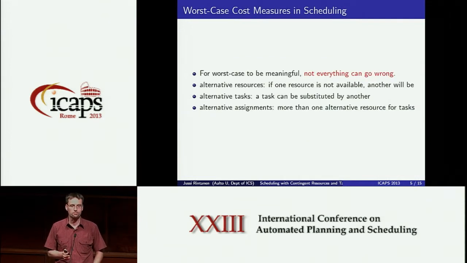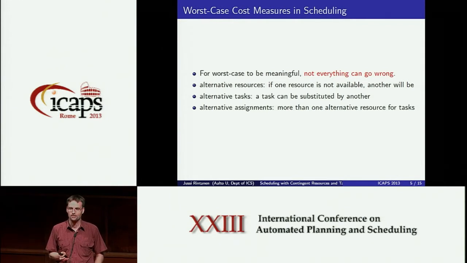Worst-case cost measures are quite a bit different from the expected cost measures. Because we are looking at the worst case, if something can go wrong, in the worst case it will go wrong. So if everything can go wrong, in the worst case everything will go wrong. In most cases you will not be able to do any kind of interesting scheduling at all, because the worst case might always show up, and in the worst case you can't do anything at all.